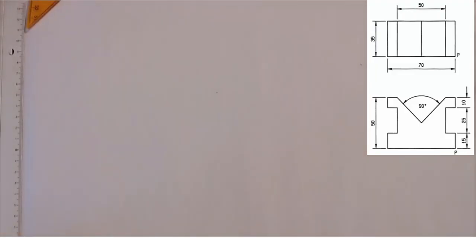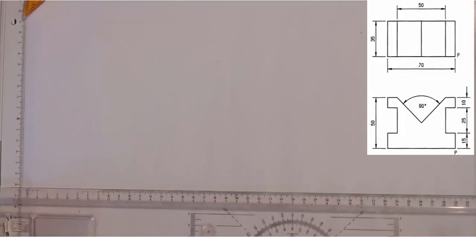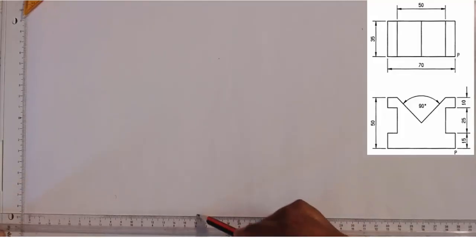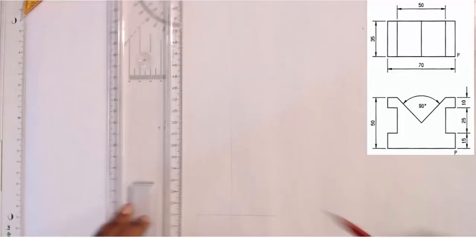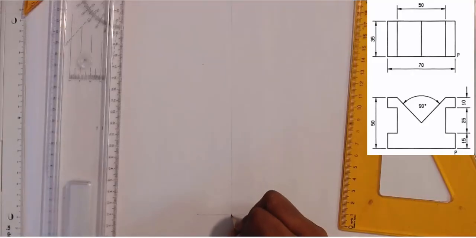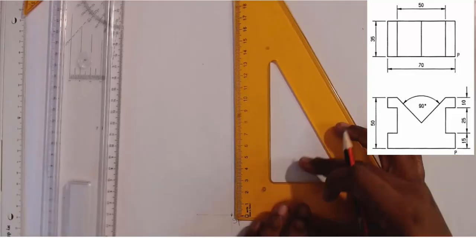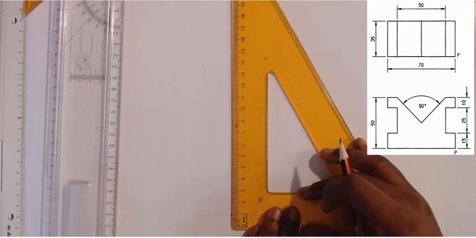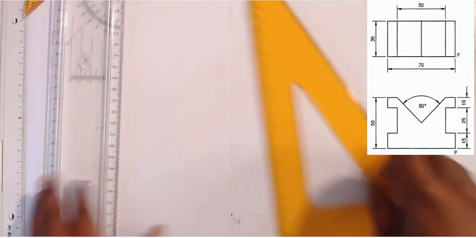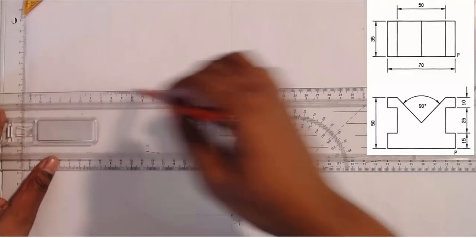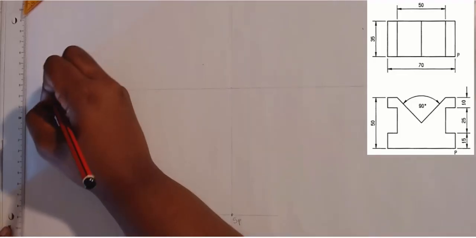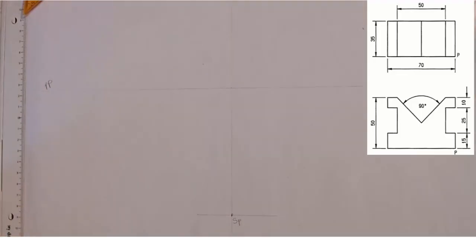So my starting point. Okay, let me make this my SP. This is my SP, my station point, and we're looking for 110. So right there is going to be my picture plane. Right, SP from there to there is 110.